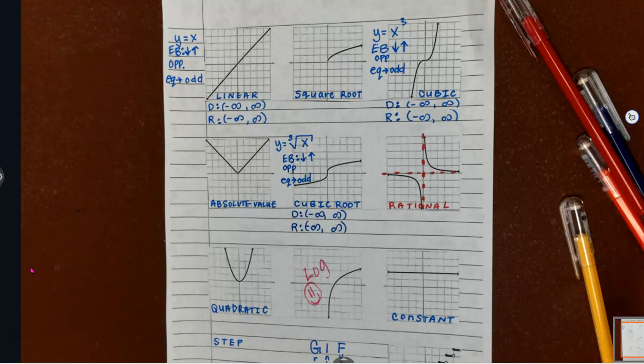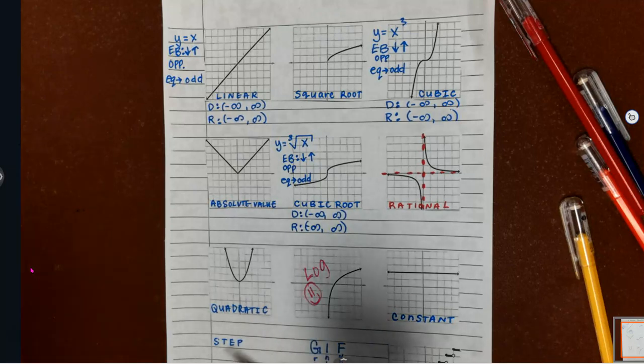Now I'm going to talk about graphs together that have the same end behavior. And the only 2 graphs on here that have the same end behavior are these 2: your absolute value and your quadratic. Those are the only ones here considered even.